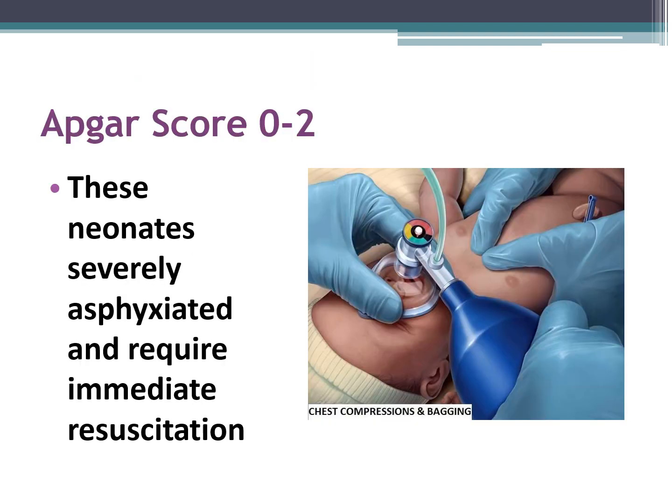And if the APGAR score is between 0 to 2, that is, less than 3, it shows that the neonate was severely asphyxiated, and that baby requires immediate resuscitation. And usually we do resuscitation efforts for those babies.